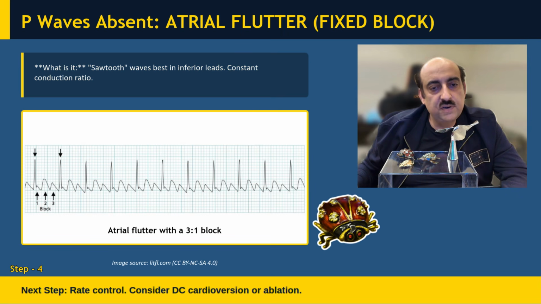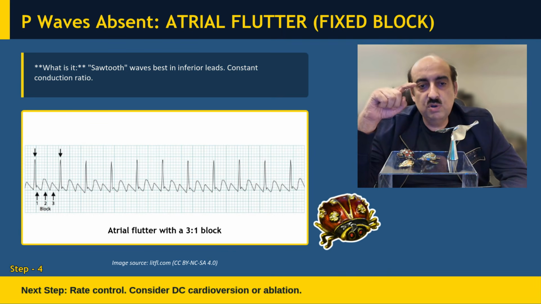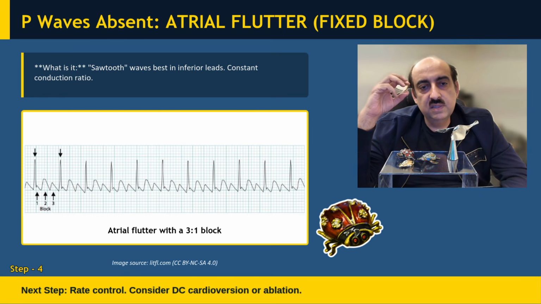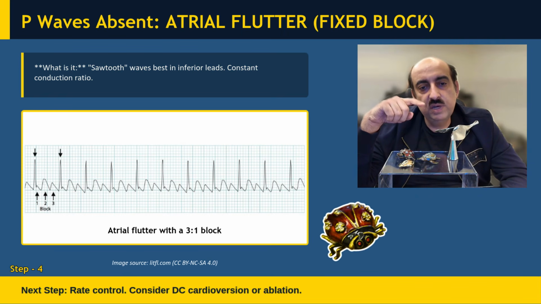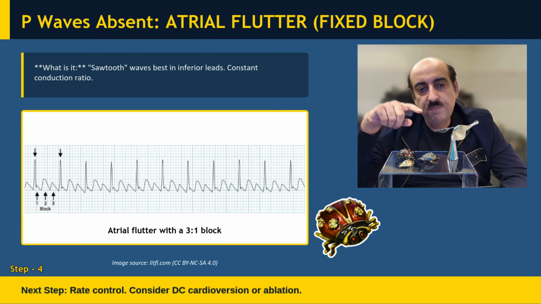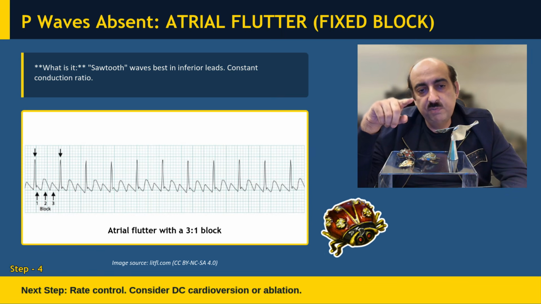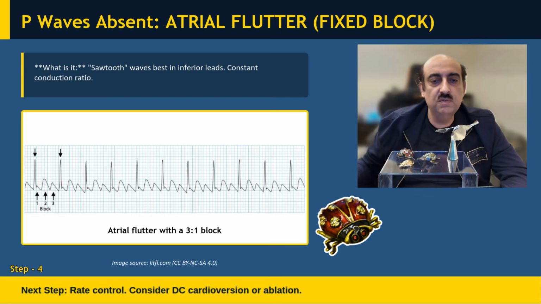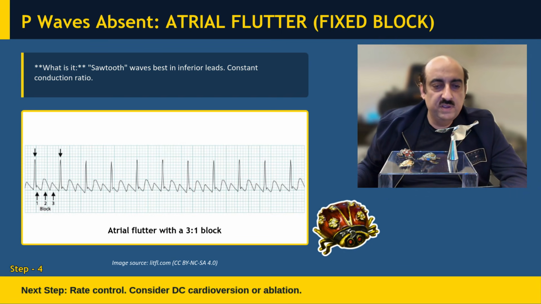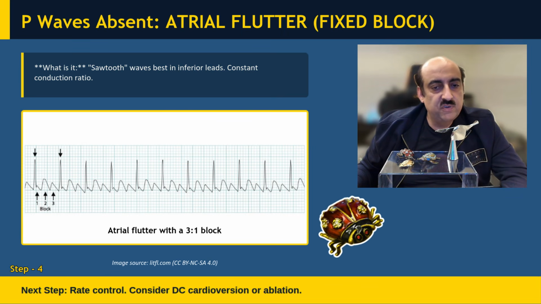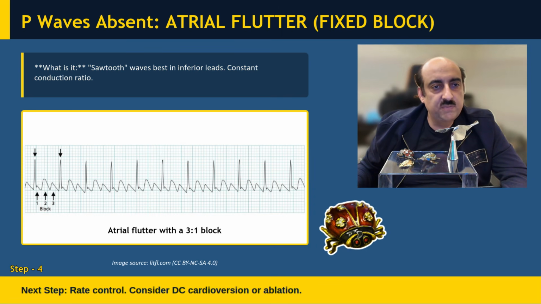Next is a classic example of atrial flutter with a fixed block. So why is it atrial flutter? Because unlike atrial fibrillation, we can see the sawtooth appearance of the baseline, especially in the inferior leads, and there is a constant conduction ratio. If you look at the arrows on this ECG, every third wave is being conducted, so it's a 3:1 block, which means the ventricular rate is one third of the atrial rate. So this is a classic example. Once again, rate control and consider DC cardioversion or ablation as the case may be.